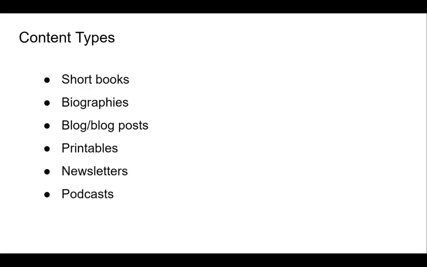Now, the content types that you can create with this, and you can probably do more, it's just that this is really what it's built towards, are short books. So you're thinking the types of things that are more historical events. And again, we're trying to find narrow and trending topics.